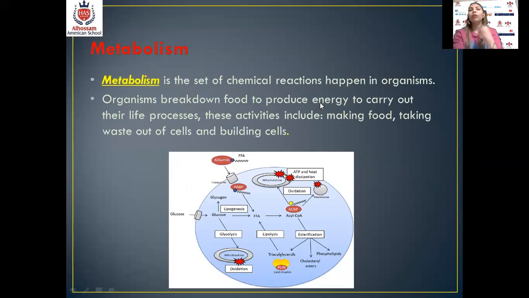So the aim of metabolism is to produce energy, to carry out the life processes, the activities like making food, taking waste out of cells and building cells. So we need energy to move, to do our activities, and also cells need energy to take waste products out of the cell and build cells, and to move some particles from one place to another. So metabolism, again, is the set of chemical reactions that happen in the organism, and it produces energy.